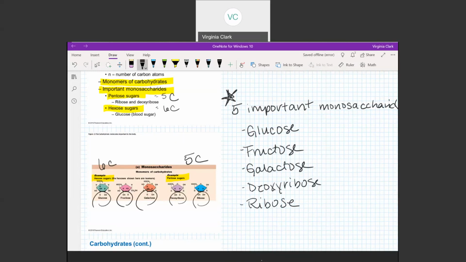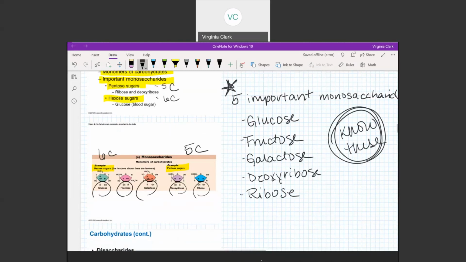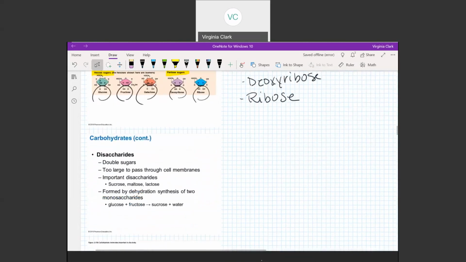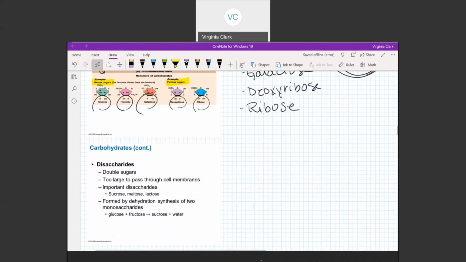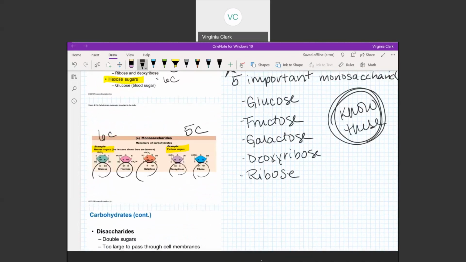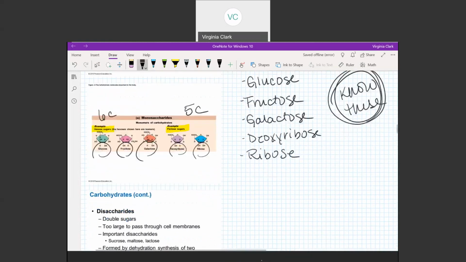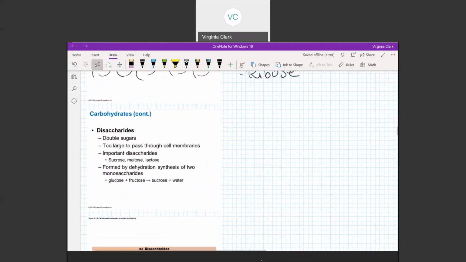You do need to know these by sight. These are super, super important, and you will need to know these for the rest of A&P. If you put these 5 important monosaccharides together, I can put a glucose with all of these. I can put glucose with a bunch of itself. You can add them all up because remember, they're building blocks.